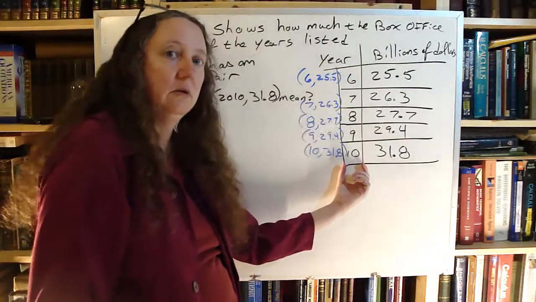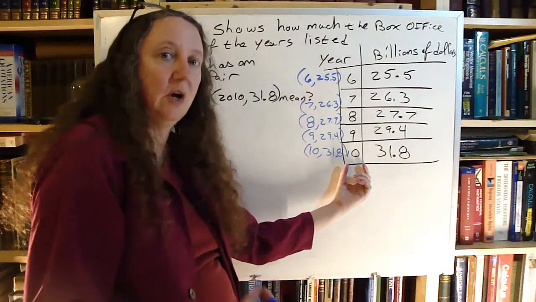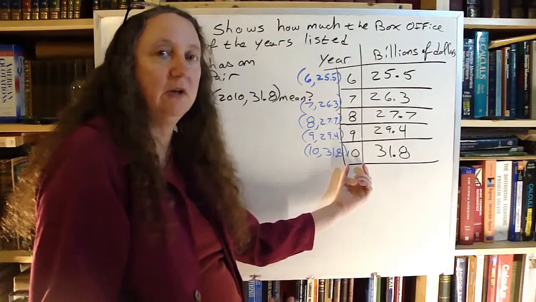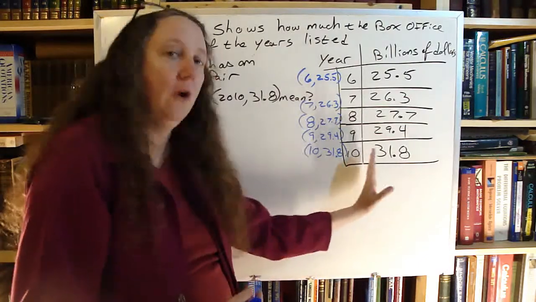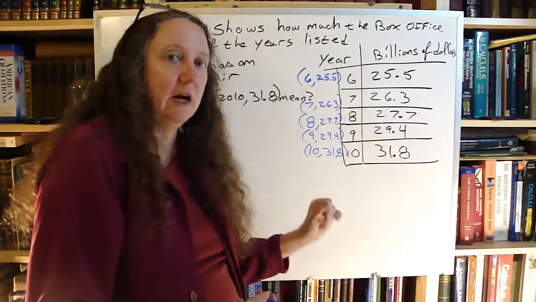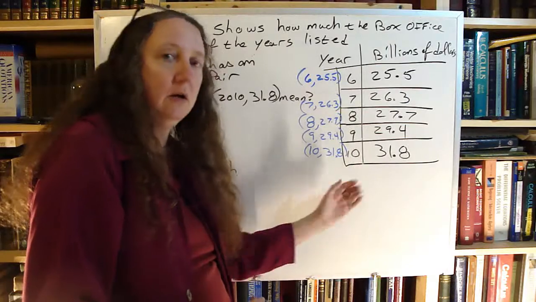The year, the time, comes first. Time in almost every problem you're going to face will come first. That will be your x. The other information will be your y value. So each of these is written as my x, y.